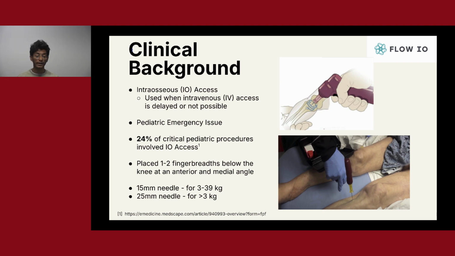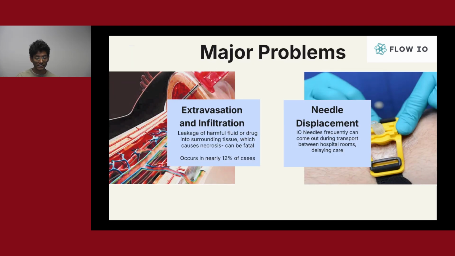There are two commonly used IO needle sizes, the 15 and the 25mm needle. The 15mm needle is typically used with younger patients and infants, and the 25mm needle is typically used in older children. IO needles rely completely on clinical judgment to identify the correct needle size, and in an emergency situation, this determination can be very difficult due to patient variability in soft tissue and bone thickness. This can lead to severe complications like extravasation and infiltration and needle displacement.